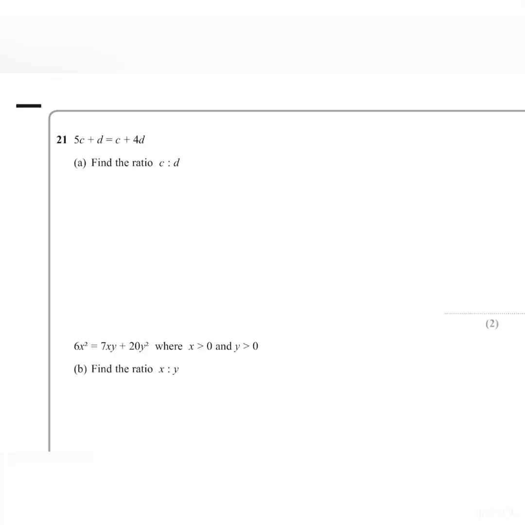Okay, so question 21, it says 5c plus d equals c plus 4d. Find the ratio of c to d. So if we put everything together, so we'll have 5c minus c equals, basically rearranging this equation, we got 4d, and take d away from both sides, minus d. So we are left with 4c equals 3d. And then we know that 1c would equal 3/4 of a d.